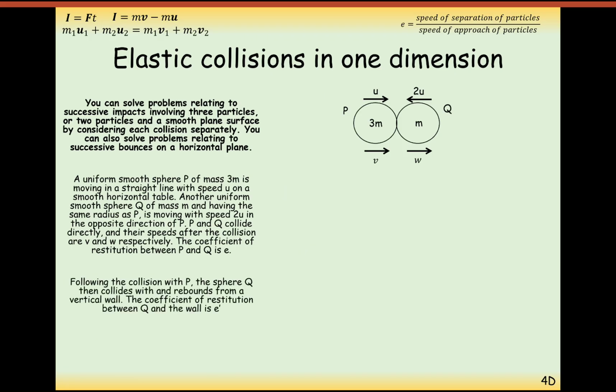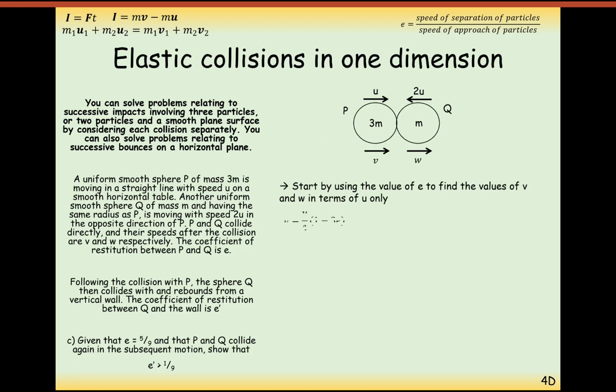Okay, so in the next part, following the collision with P, the sphere Q then collides with and rebounds from a vertical wall. The coefficient of restitution between Q and the wall is e dash. Given that e was 5 over 9, and P and Q will collide again in the subsequent motion, show that e dash is greater than 1/9. So the coefficient of restitution between P and Q is e. We now know that that is 5/9.